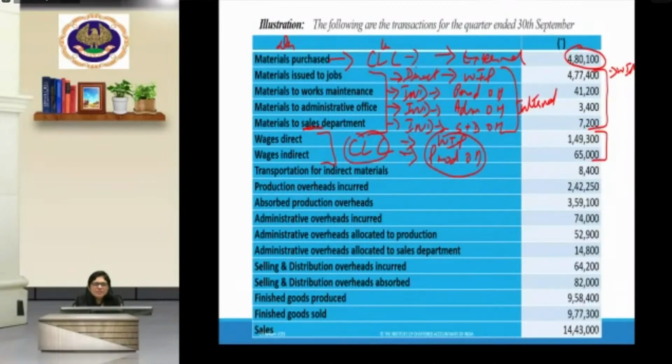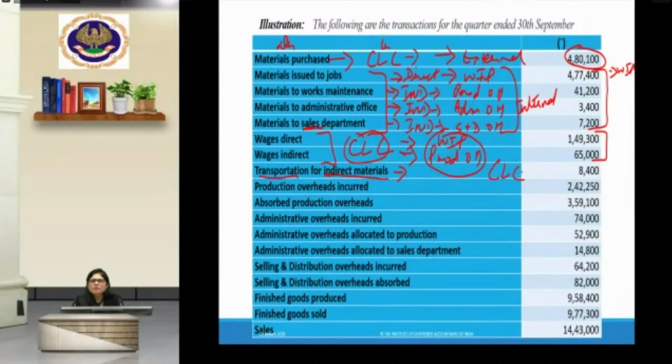Now transportation for indirect material. Transportation for indirect material will also be routed through production overhead control account. Transportation for indirect material will go to production overhead, indirect material transportation. So it can go directly to production overhead control account through CLC first.